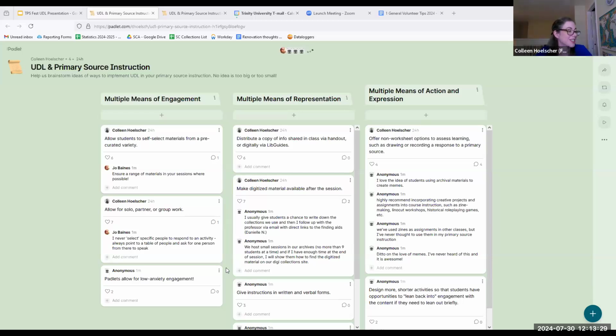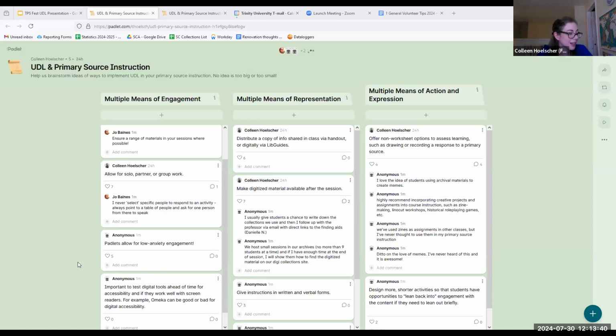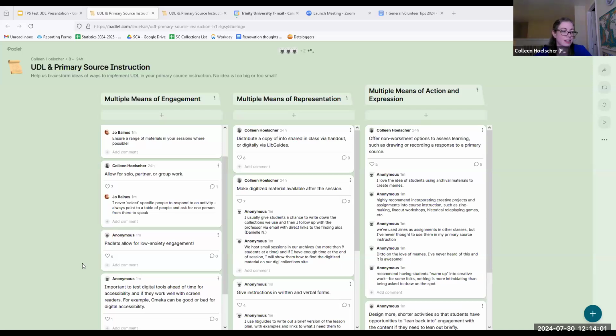And someone gave a shout out to Padlet, saying allow for low anxiety engagement, right? We're able to engage here anonymously, which is really great for students. And then another one of us just said that it's important to test our digital tools ahead of time for accessibility and if they work well with screen readers. For example, Omeka can be good or bad for digital accessibility. It's a really great point. I've also had very mixed experiences with LibGuides and screen readers, which is disappointing because it is such an easy platform to use.